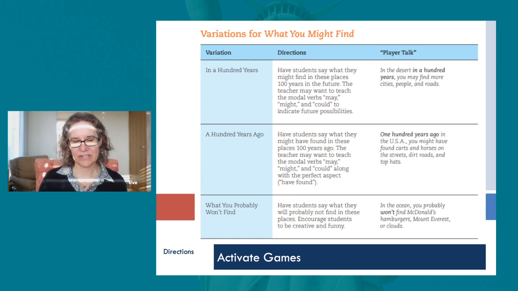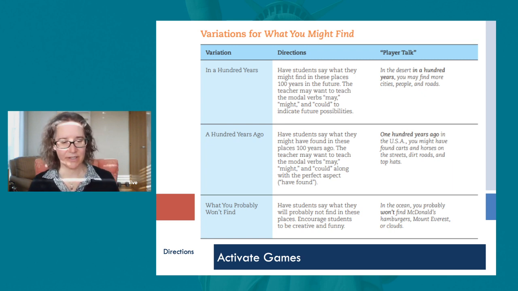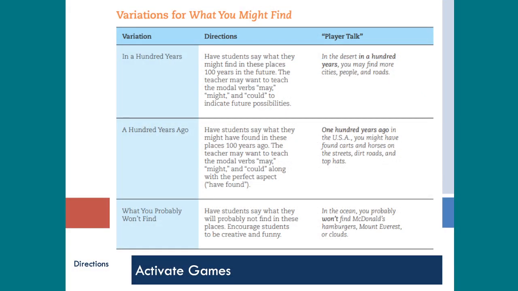These are variations that you can use, either again with your family, or if you're a teacher, you can use it with your students. So these are variations with grammar and also variations with creative thinking. So the first variation is not what might you find in the ocean, number 3, but what might you find in the ocean in 100 years? And so the directions for this, as you can read, have students say what they might find in these places 100 years in the future.